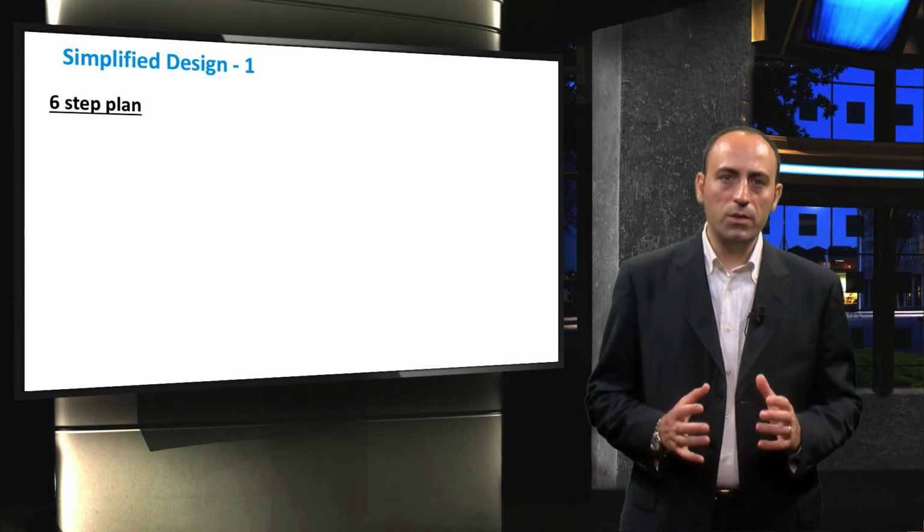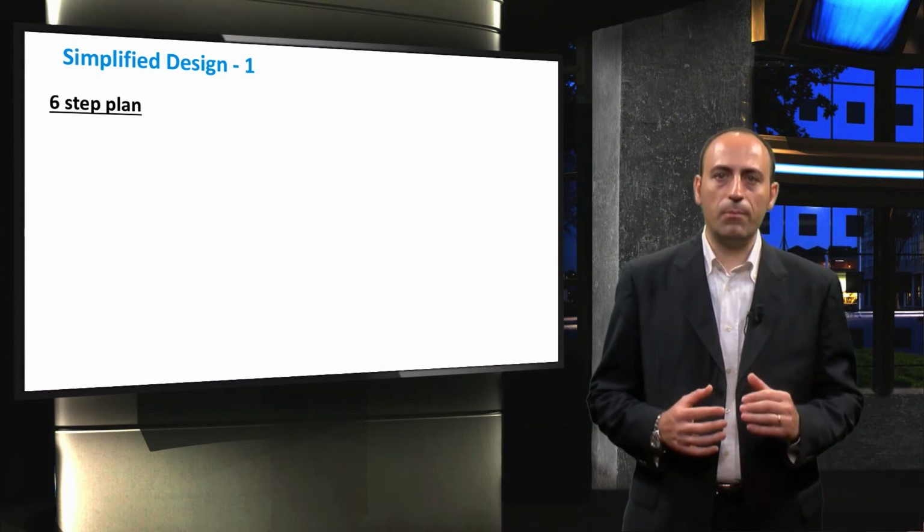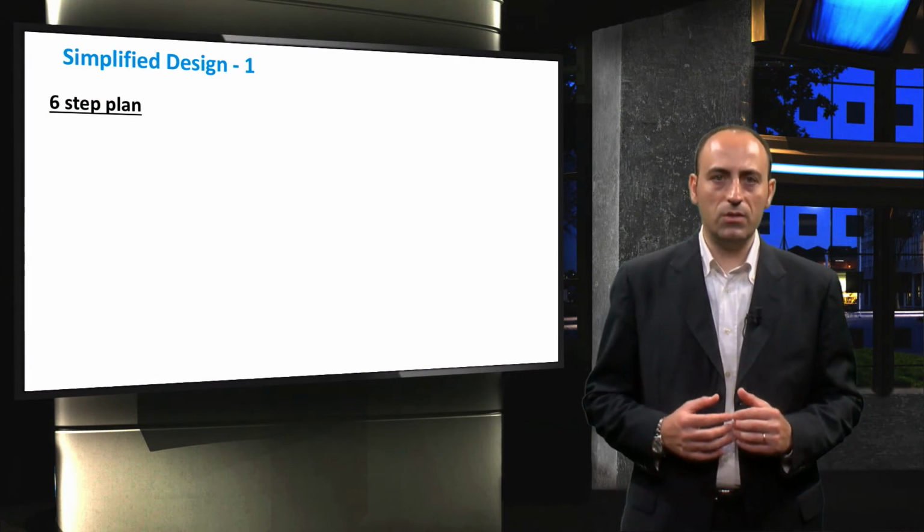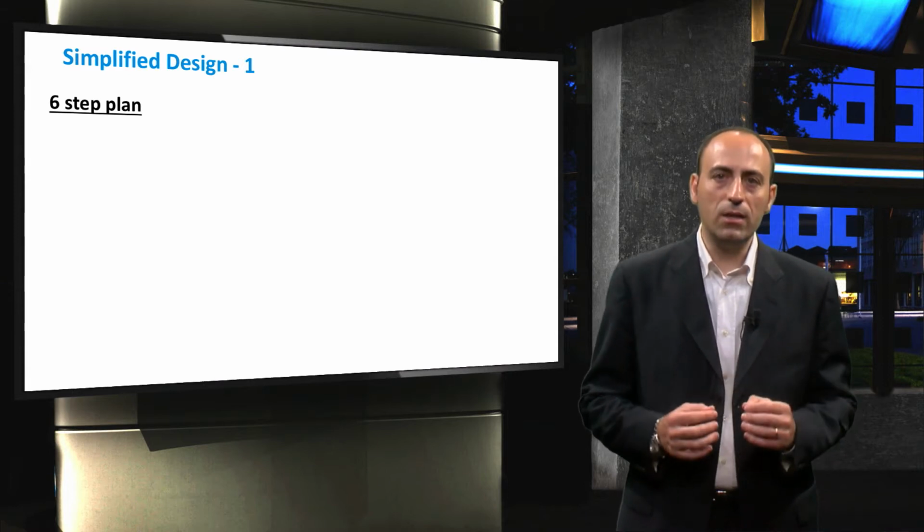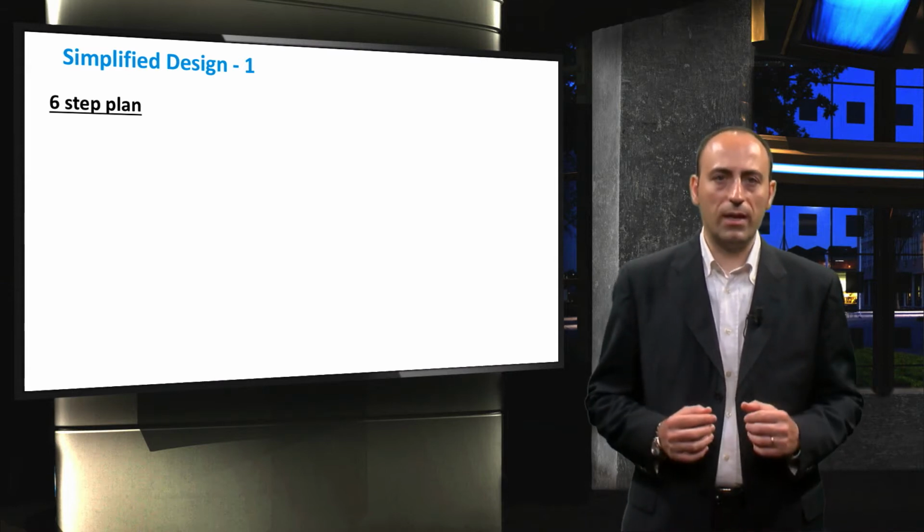In this video, you are going to learn about the different steps involved in the first design strategy. The second simplified design strategy will be discussed in the next video. Let's begin with the first strategy. This method follows a 6-step plan to complete a PV system design. We will use a standalone PV system for our explanation.